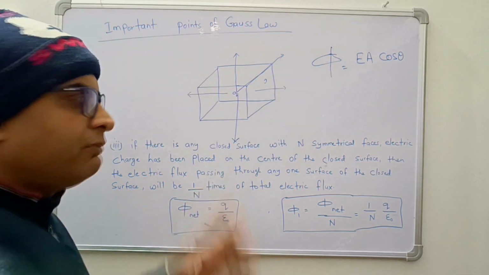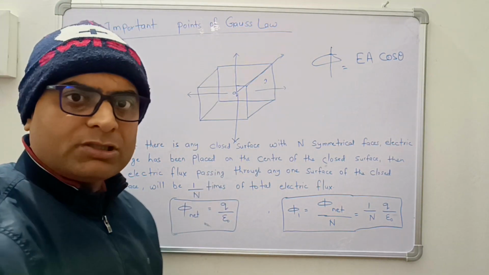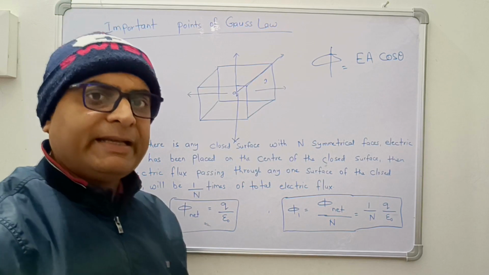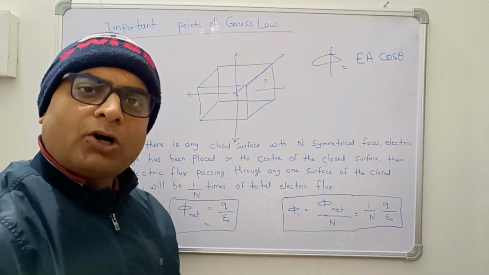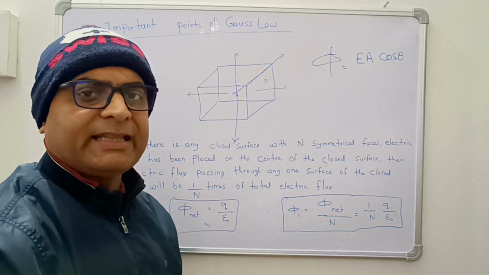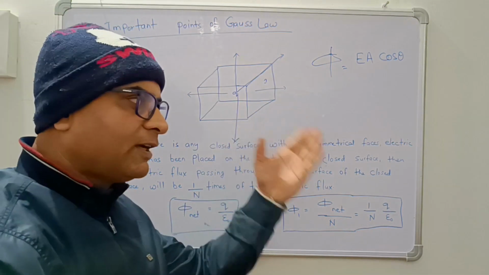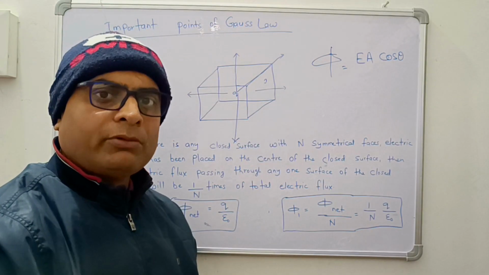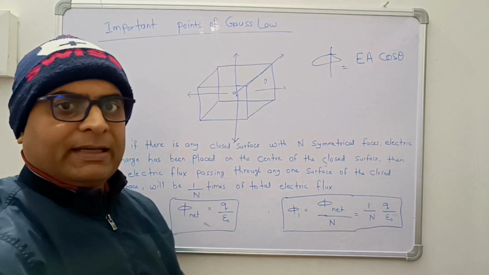And flux will be a scalar quantity, because here electric field and area are both vectors. You already know that the product of 2 vector quantities can give you a scalar quantity, and so your flux will be a scalar quantity.